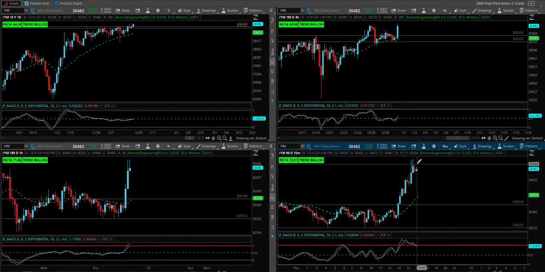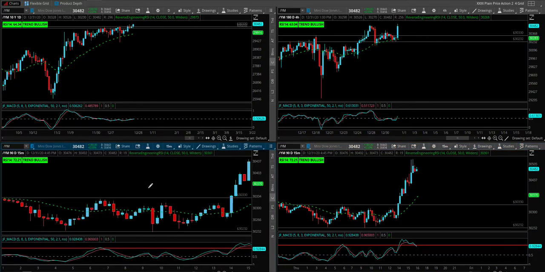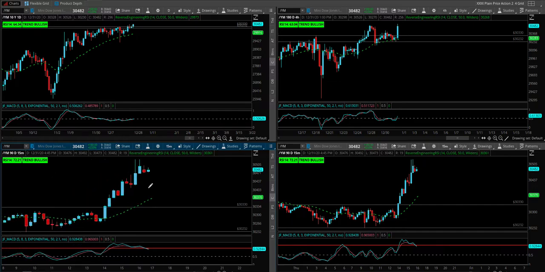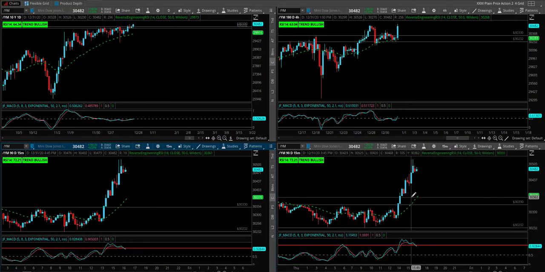You can see here we're extended. You can see the MACD is overbought. It's still going up. Now, if I went down to a 5-minute, I bet you we're probably going to see some kind of divergence. So let me go here to a 15-minute just to take a look. I'll make this the 15-minute, and I'll make this the 5-minute.